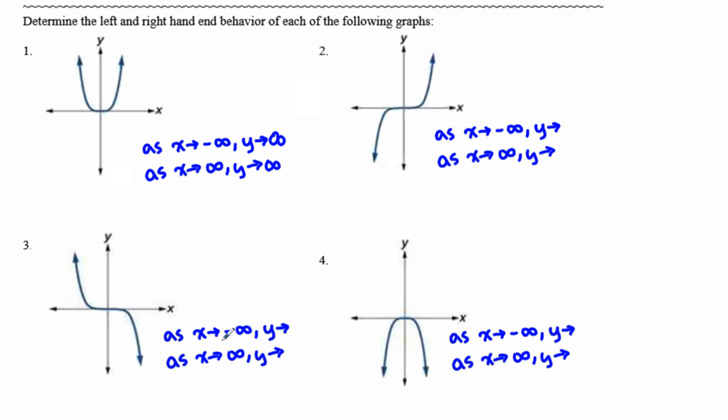All right, so let's get some answers here. For number 2, we've got negative infinity for the y value, and then as x approaches positive infinity, y does as well. For number 3, this is like the flip of that one. As x approaches negative infinity, y is approaching positive infinity. And as x approaches positive infinity, y is approaching negative infinity. And finally, as x approaches negative infinity, y is approaching negative infinity. And as x approaches positive infinity, y is also approaching negative infinity.